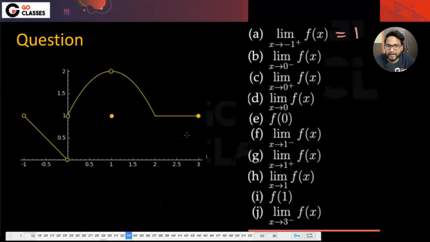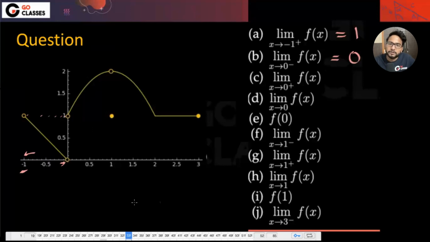Okay, so why is it 1? Because they have specifically said that it is plus, which means you only come from the right side. So this is minus 1. At this point, you come from the right side. What do you see? You see that it is approaching 1, right? The value is approaching 1. Now at 0, you come from the left side. If you're coming from the left side, is this defined? It is defined, right? This is 0, because you're coming from the left side, which means you are talking about this point.